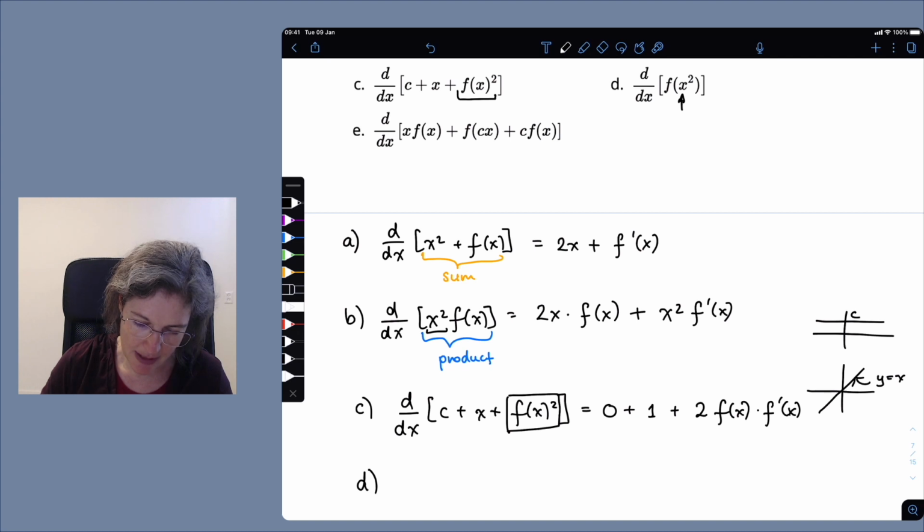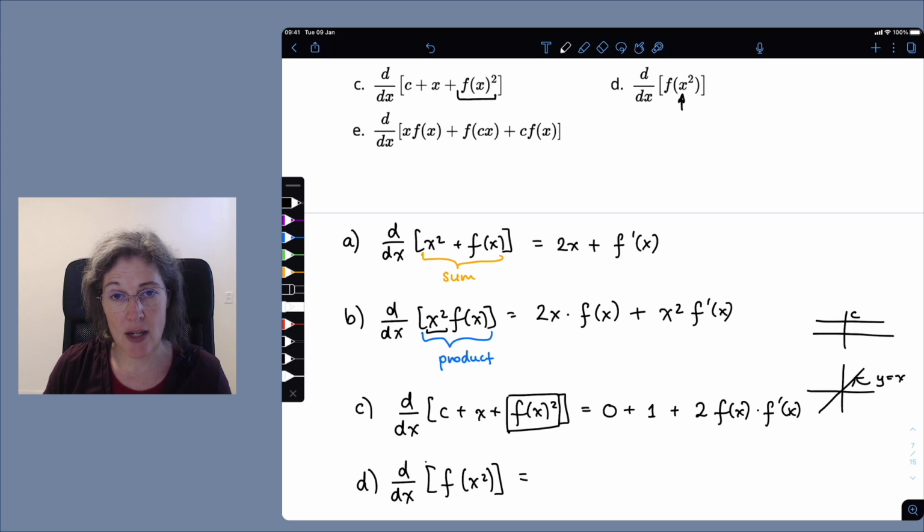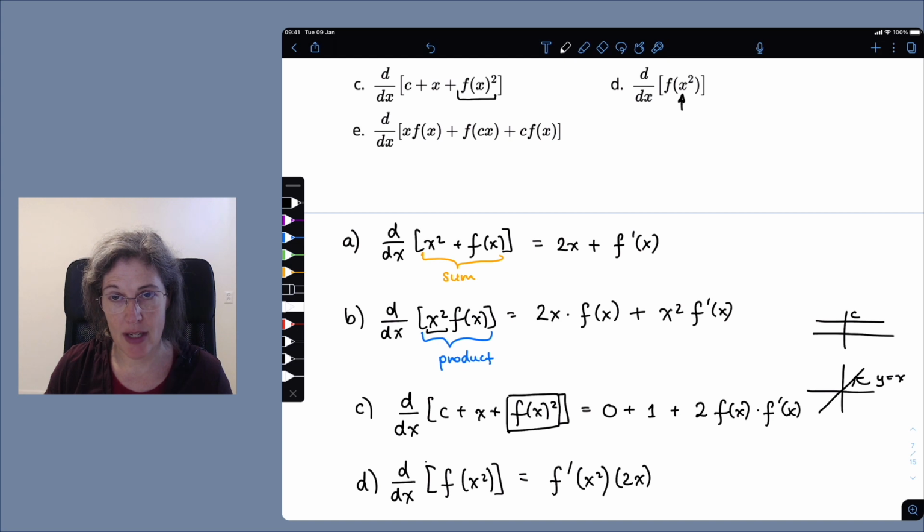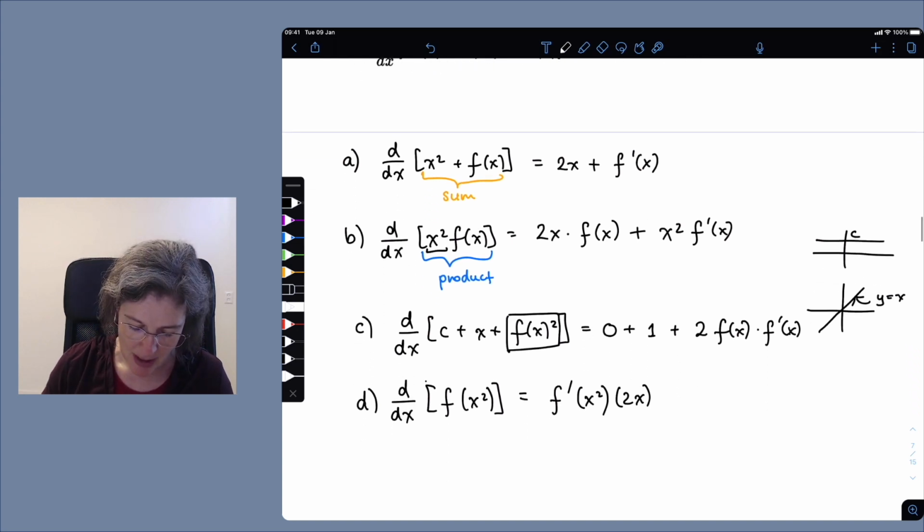Okay, how about d? Now d says take the derivative of f of x squared. So again, we've got a chain rule, because we want to take the derivative of something that contains a function inside it. So we use the chain rule. Chain rule says, okay, well, that's going to be the derivative of f with respect to x squared times the derivative of x squared, because that's the inside function. So that's times 2x. Alrighty. So I'm going to leave E for you to do, and I will put the solution in the final version of these notes.